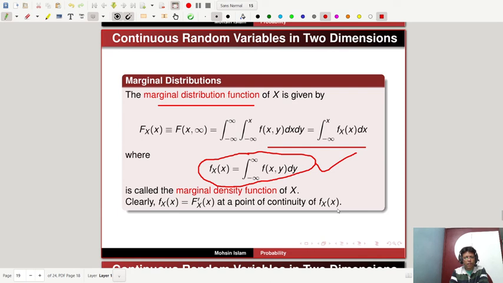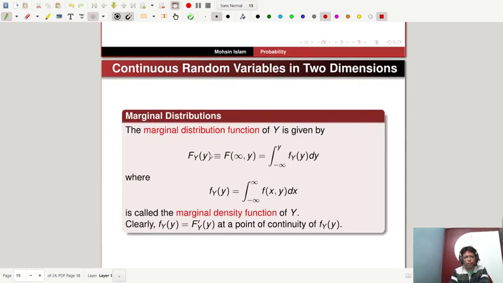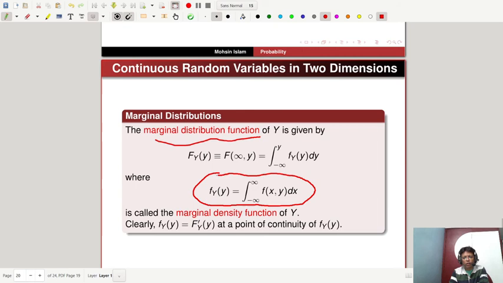of F_X. A similar definition holds for Y also: the marginal distribution function for Y, and you can define the marginal density function for Y also, f_Y(y) is the integral from minus infinity to infinity of f(x,y) dx. f(x,y) is the joint PDF, probability density function, for a two-dimensional random variable. So this is how you can define the marginal distribution function and marginal density function for a continuous random variable.